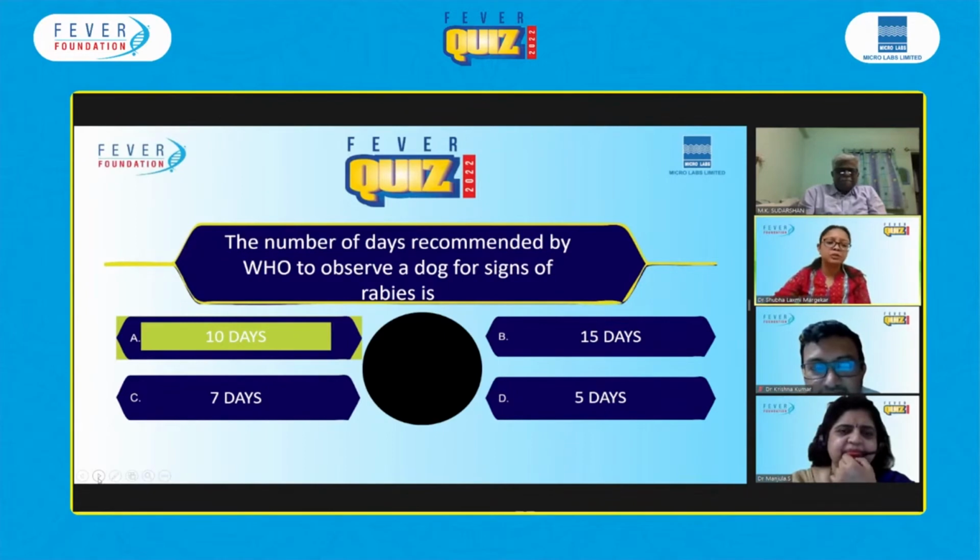So it can be missed also if this is in the no-symptom phase. Other symptoms are abnormal behavior of the dog, that is lethargy, sometimes aggressive behavior, or sometimes the dog is very lethargic. Licking of the wound is also very commonly seen, observed, and has been reported.